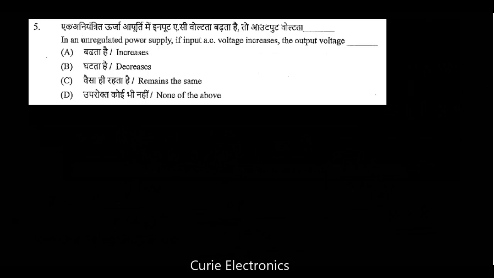In an unregulated power supply, if input AC voltage increases, the output voltage? For an unregulated power supply, if the input voltage increases, what happens? The output voltage also increases. We use regulated power supplies to avoid this.